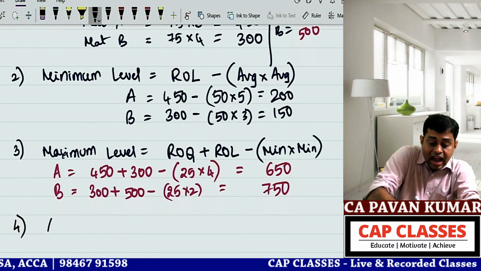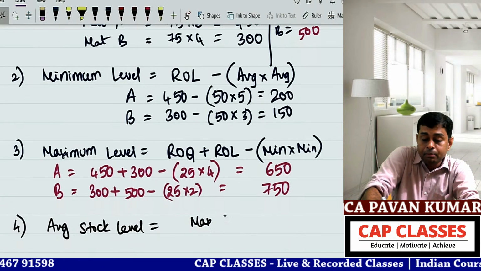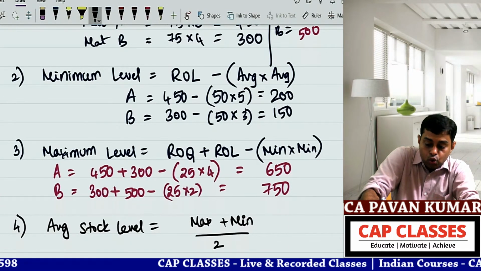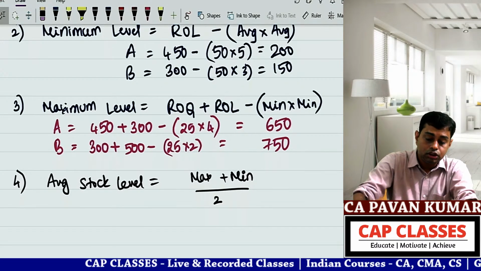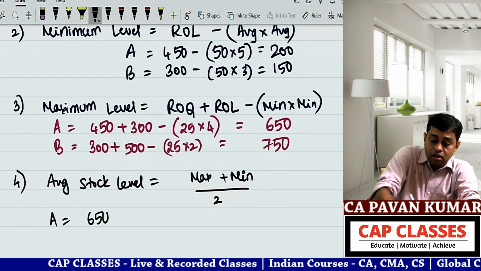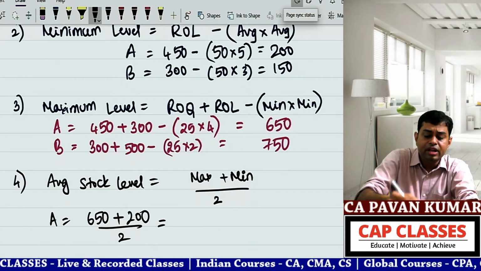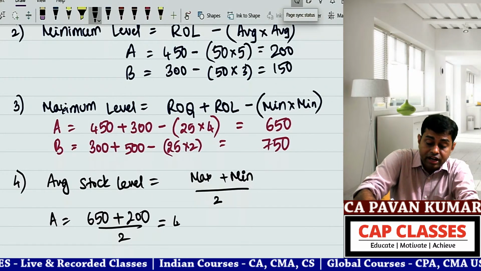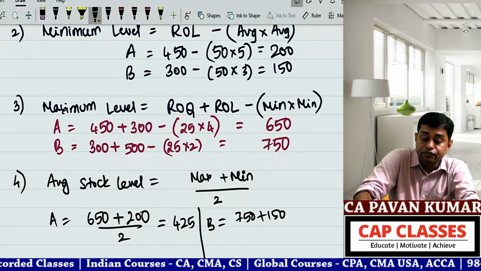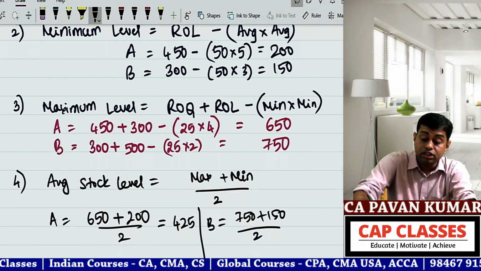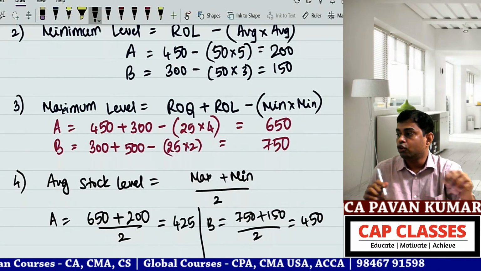Fourth one, average stock level. What is average stock level? Maximum plus minimum by 2. Average stock level is maximum plus minimum by 2. So for A, can I say it is 650 plus 200 by 2, 850 by 2? Is it 425? For B, can I say it is 750 plus 150 by 2? 750 plus 150 is 900 by 2 is 450. Yeah? So is it 425 and 450?